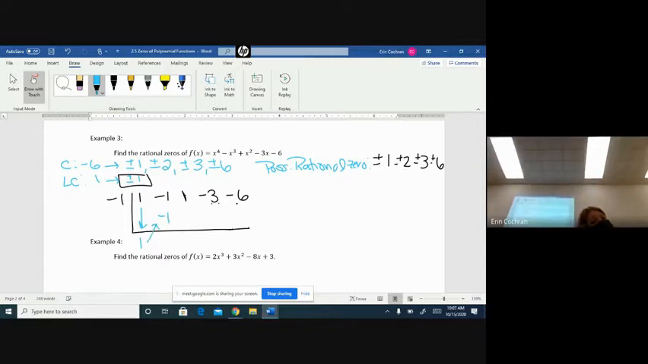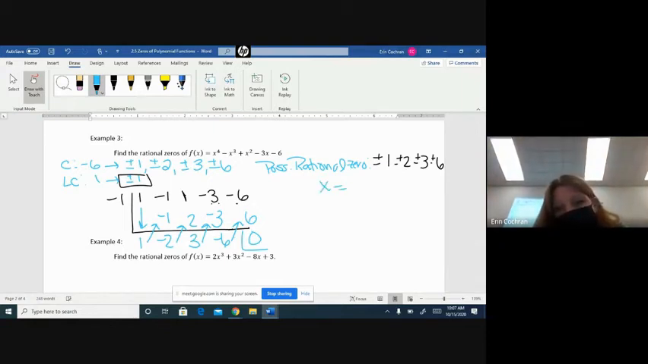-1. -1 times -1, or plus, sorry, -2. -1 times -2, 2. 1 plus 2, 3. -1 times 3, -3 plus -3, -6. And what's -1 times -1? 6. And we get 0. So is -1 a real 0? Yes. X equals -1 is a 0.